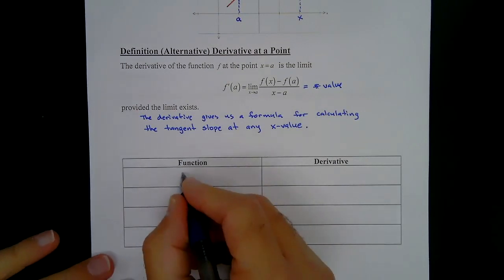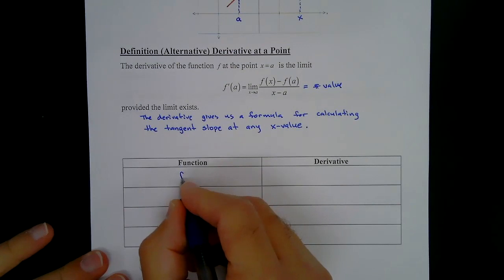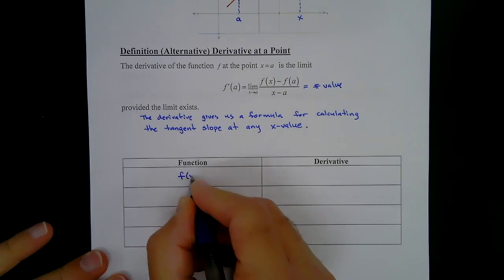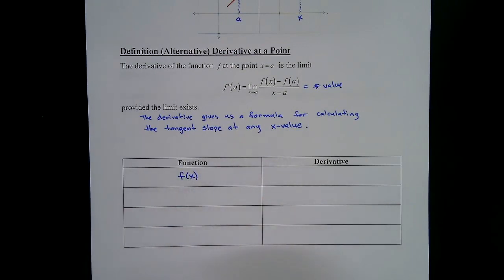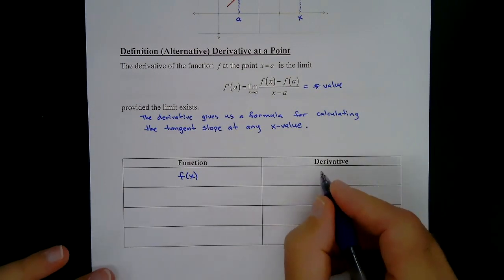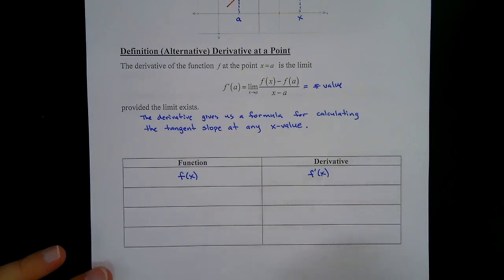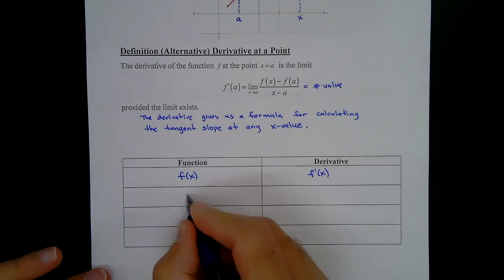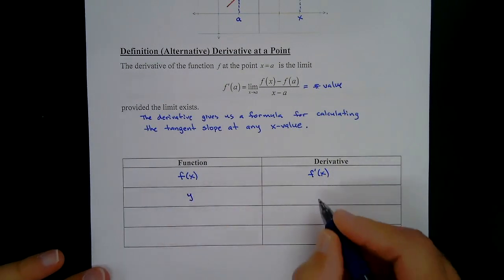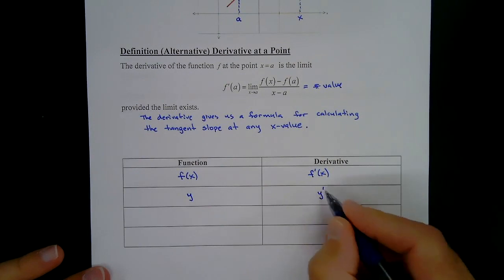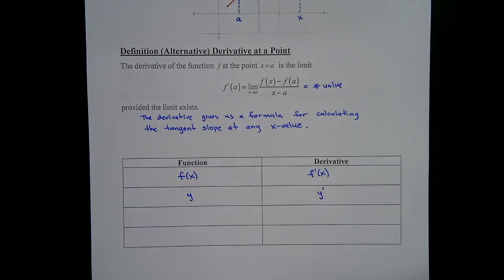So we're going to call functions different names, and I'm going to show you some different notation that you're going to see. So if you see f of x, you've already seen this notation for the derivative, and it would be f prime of x. Sometimes you're going to see y, and the derivative would be y prime. Okay, so we use these primes to show the derivative.